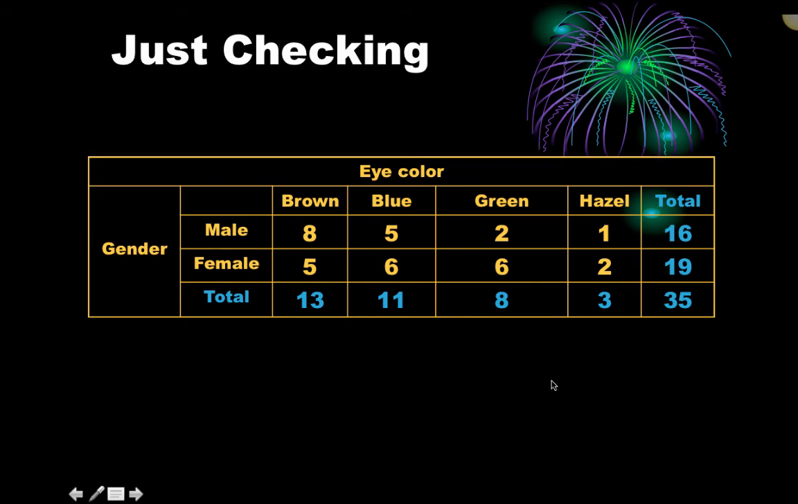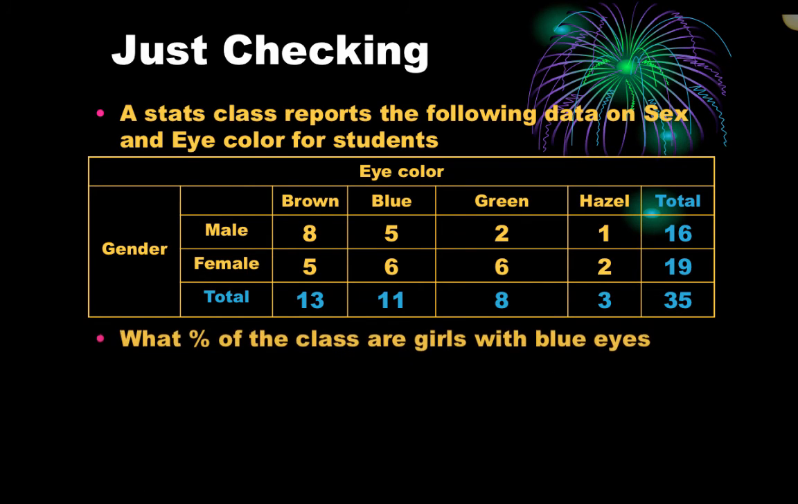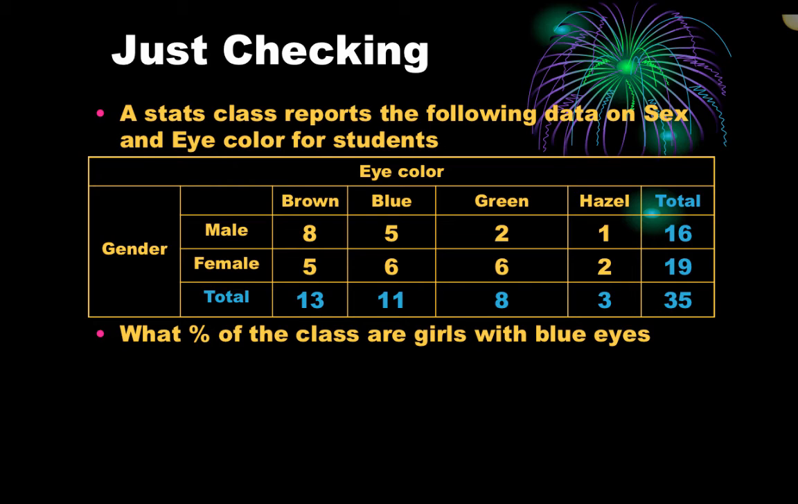So let's practice using a contingency table. I want to know what percent of the class are girls with blue eyes. Okay, so I'm going to grab a pen real quick. We're looking at the class, so that's going to be out of everybody. So it's going to be out of 35. Not the best with the pen, sorry. But then we're looking at girls with blue eyes. So we go to female blue, and there are 6. So 6 with blue eyes.